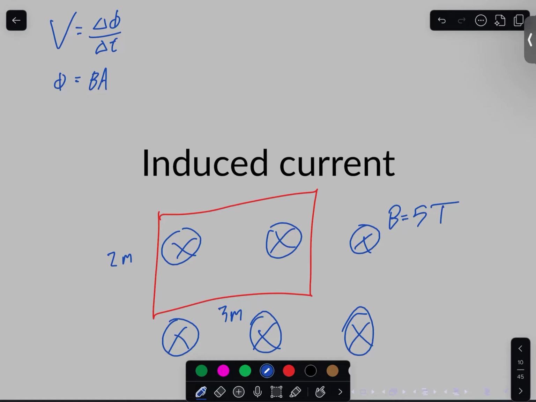It does, the Weber. The Weber, WB. But for us, I tell you the Weber. Are you an MCAT student? Okay. Teslas times square meters. Teslas meters squared. And I'm going to say times up.